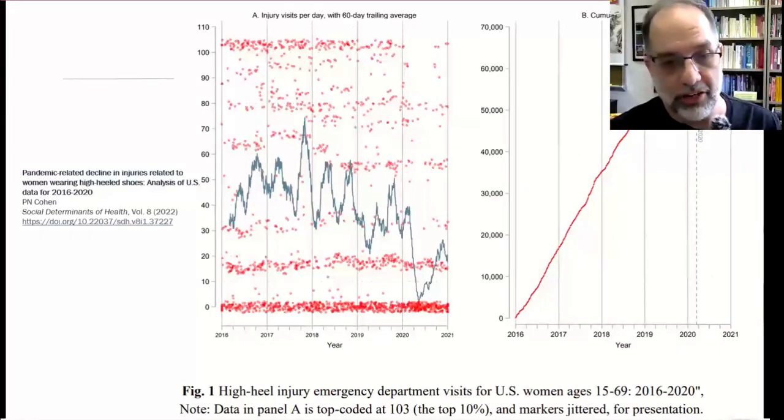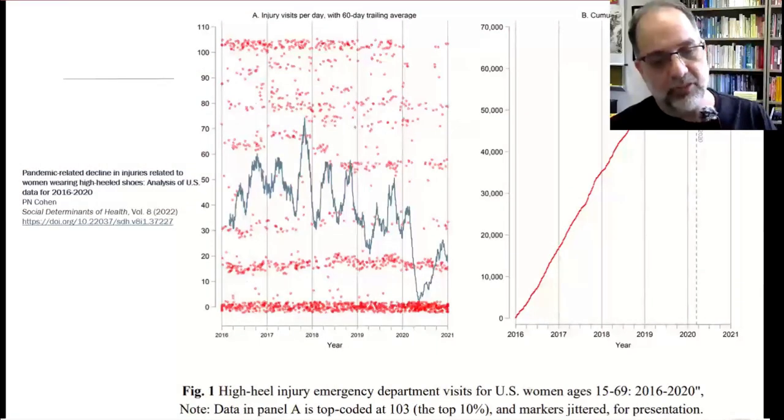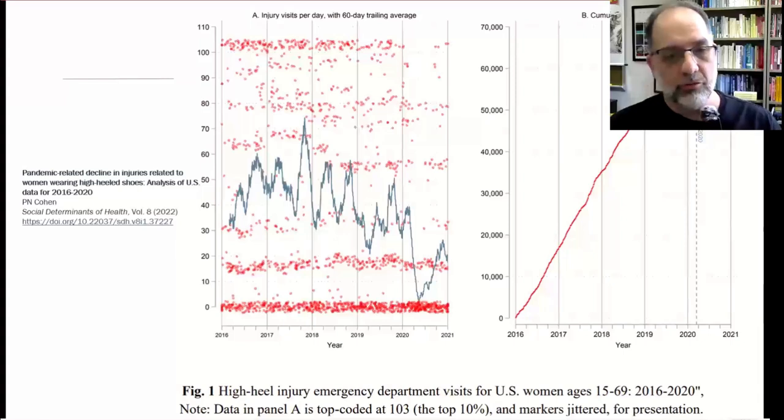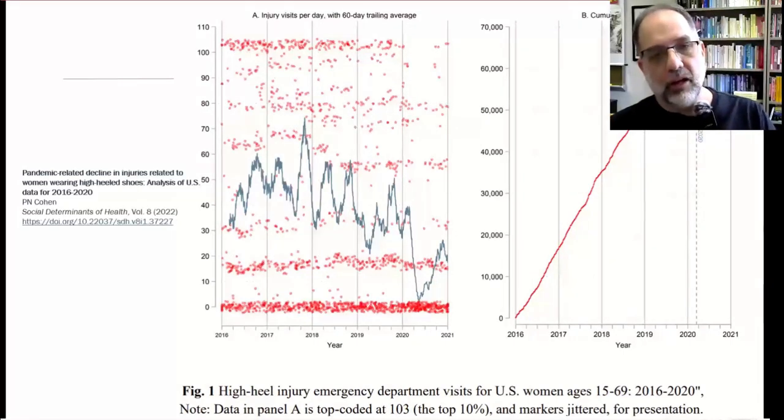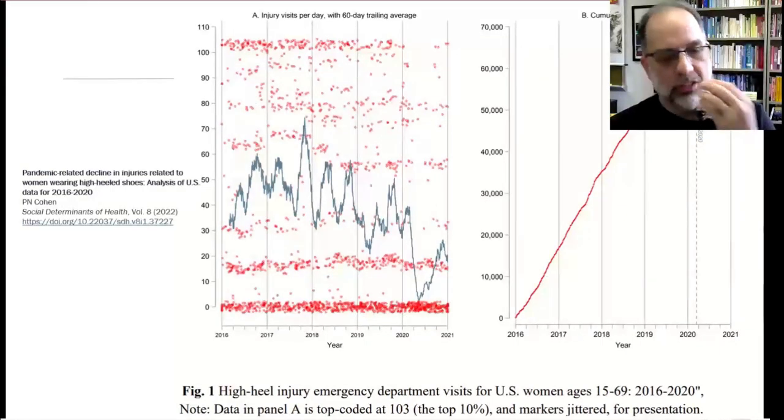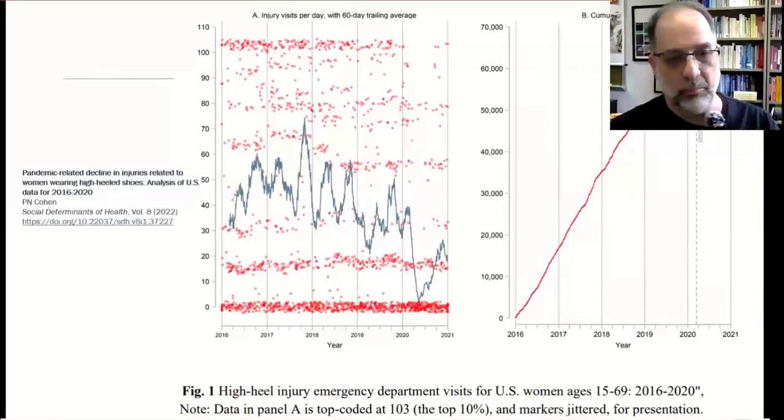A lot of people are injured wearing high heels. So before the pandemic, in the United States, something on the order of 40 or 50 women a day were showing up in emergency rooms around the country with injuries that were associated with high heels. So those were usually foot, leg, knee, hip injuries from falling, twisting, breaking, and so on.